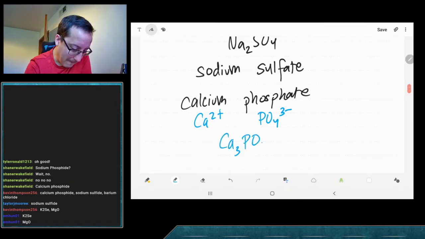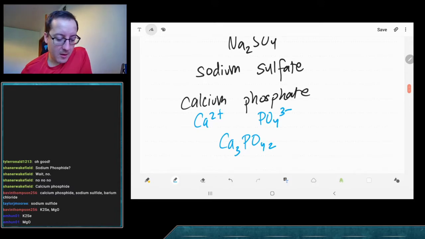But we cannot write it this way. Because if we write it just like this, that's telling us that we have 3 calciums, 1 phosphorus, and 42 oxygens, which is not the case. So what we're going to do here is put parentheses around our phosphate to indicate that we have 3 calcium ions and 2 phosphate ions.